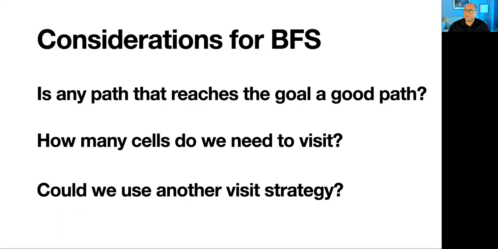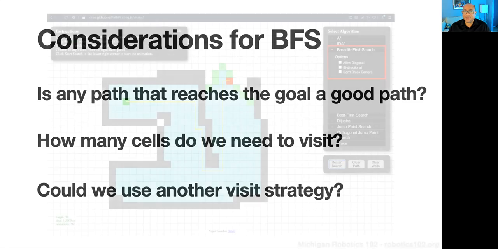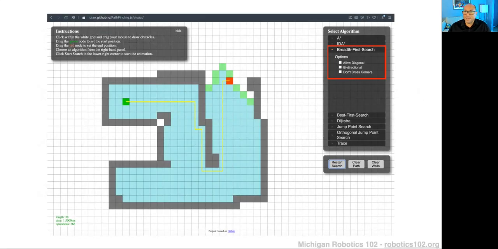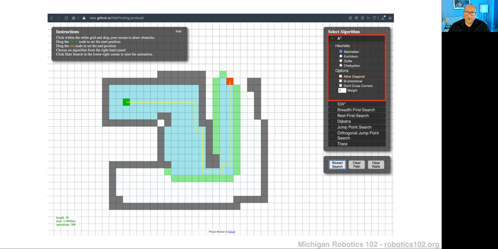We should also ask ourselves, how many cells do we have to visit in order to make this happen? Are we searching as efficiently as possible? If we take this into consideration, maybe there are other visit strategies that would produce a more efficient result. So if we have these considerations in mind, we can go back to breadth first search. But if we went into this application, and instead of doing breadth first search, we did A star, you could see that we could get a very similar result.